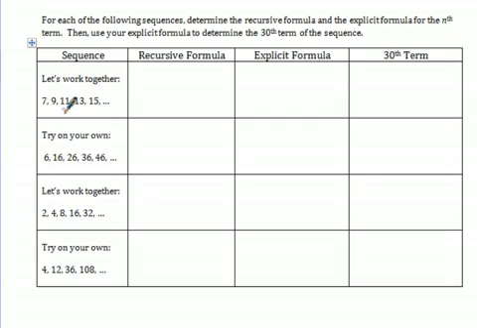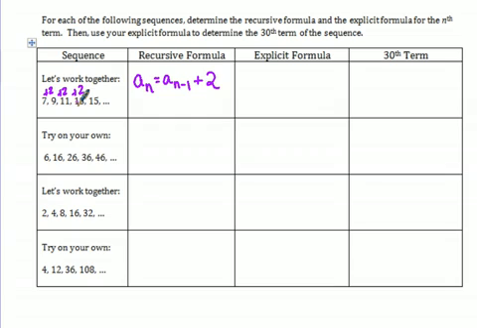Let's look at this first example, 7, 9, 11, 13, 15. So we're looking for what's the pattern that's going on here. Hopefully you can see that we're adding 2. It's plus 2 every time. So my recursive formula, remember the recursive formula is the one that depends on the term before. In this case, if I take the term before, in order to get the next term, I'm going to add 2, because that's what the pattern is. We're just adding 2 every time.